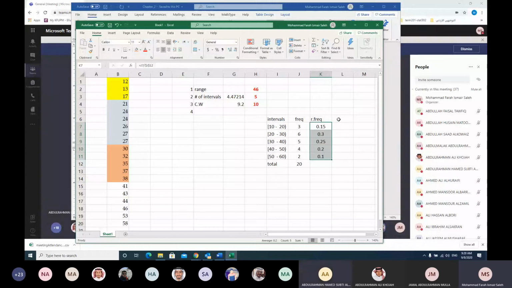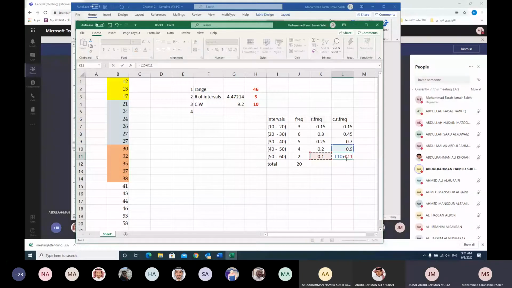At the same time, we can find the cumulative relative frequency. What is the cumulative frequency for the first class? 15%, equal to this. For the second class, 45%, which is 15 plus this one. For the next one, 45 plus 25, 70%. The next one, 90%, this one plus 0.2. For the last one, 100%.